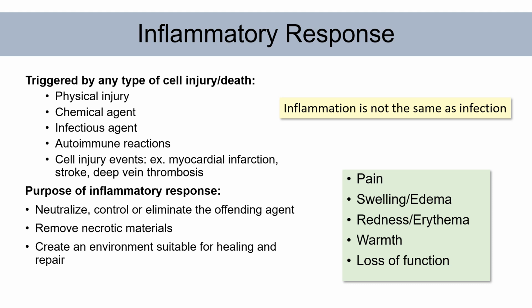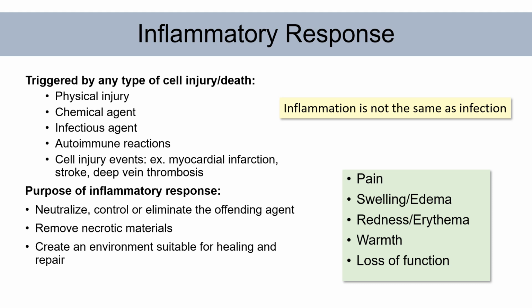An example of this would be a myocardial infarction, stroke, deep vein thrombosis. All of these things involve obstruction of blood flow, which leads to ischemia, which is lack of oxygen, which leads to cell injury and death. So all of these things will cause a degree of inflammation.